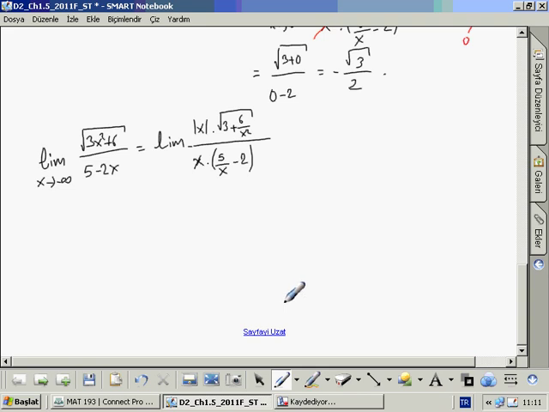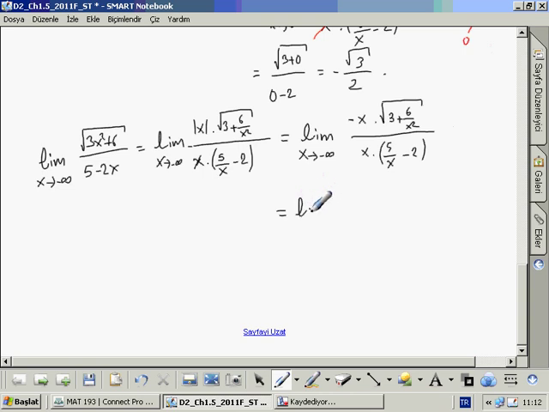And in this limit we are going to minus infinity, so in this case we can assume that x is negative. So in order to drop the absolute value bars, in this case we will need to take on a minus sign as well. So the limit as x goes to minus infinity will be minus x times the square root of 3 plus 6 over x squared, over x times 5 over x minus 2.